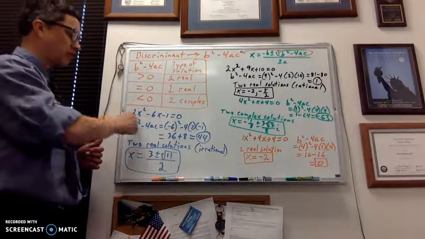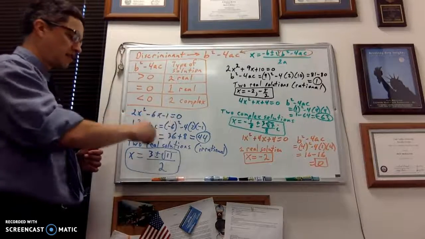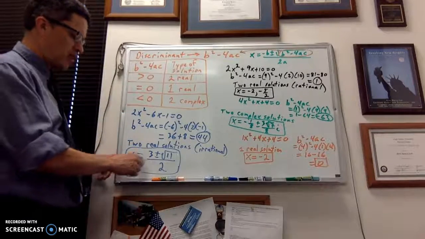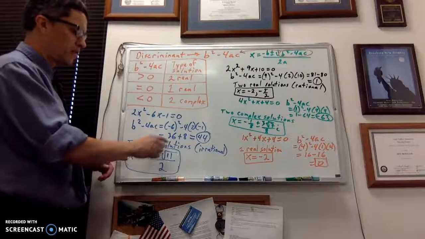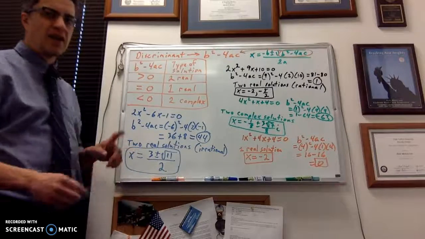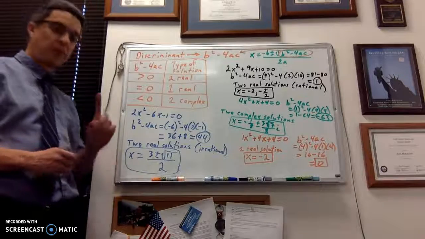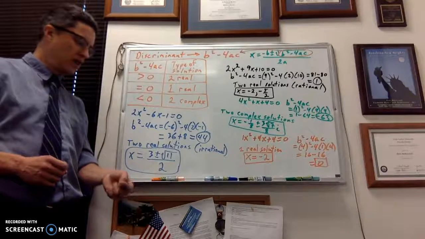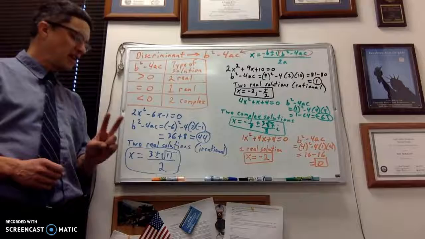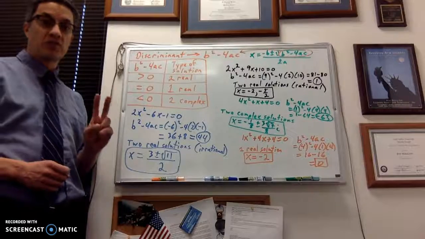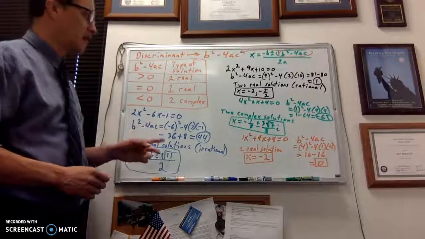So if I went with the quadratic formula in its entirety to solve this, I would have come out with x equaling 3 plus or minus the square root of 11 over 2, right? So the two solutions, the first one would be 3 plus root 11 over 2. The second one would be 3 minus root 11 over 2. All right, so two irrational solutions.